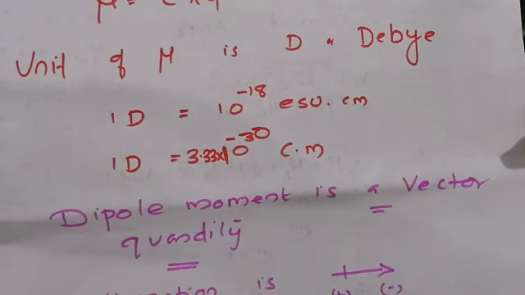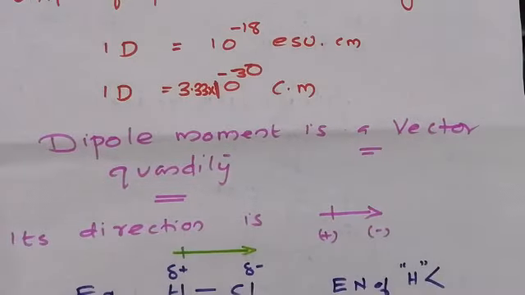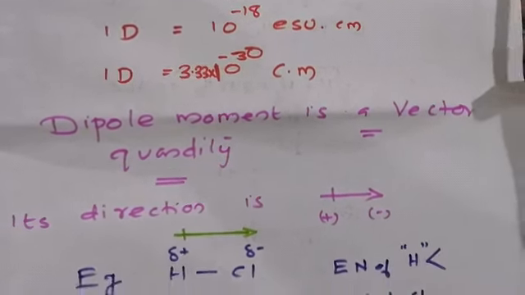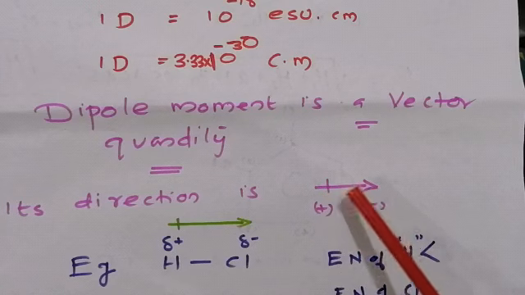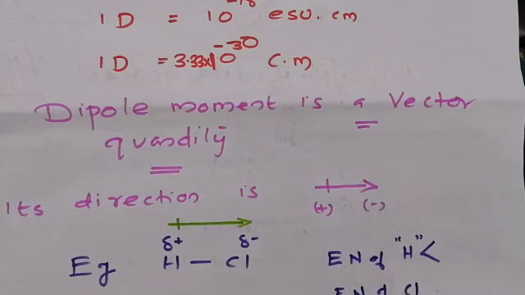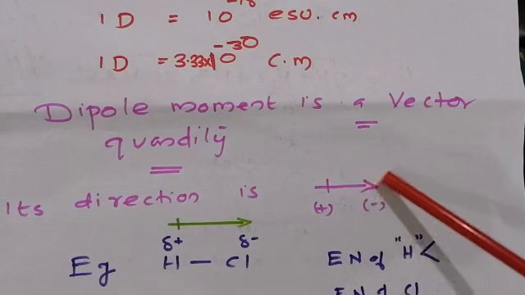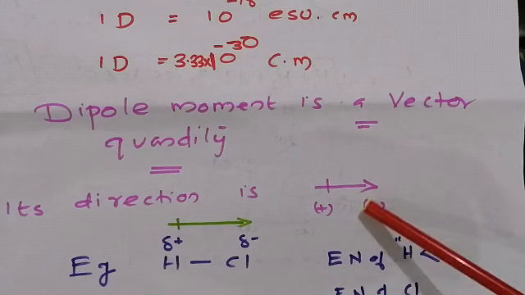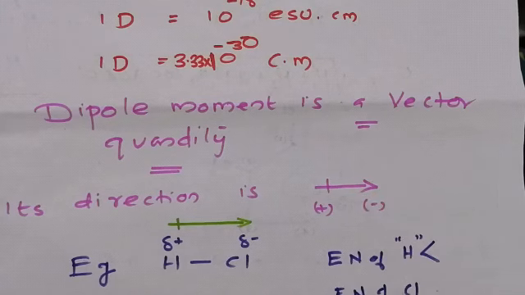Now, dipole moment is a vector quantity. A vector quantity is a quantity which has magnitude and direction. The direction of the dipole moment is represented by an arrow sign with a cross mark here. The cross mark represents the positive part. This arrow point represents the negative part or negative atom of the molecule.